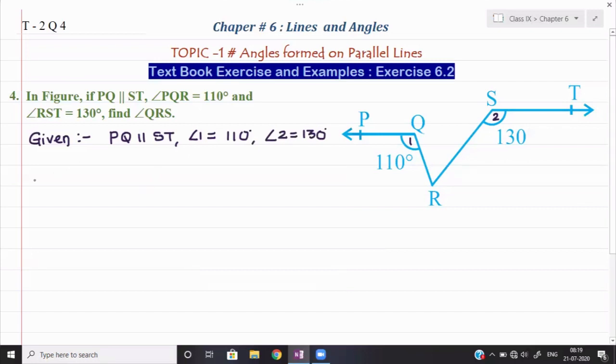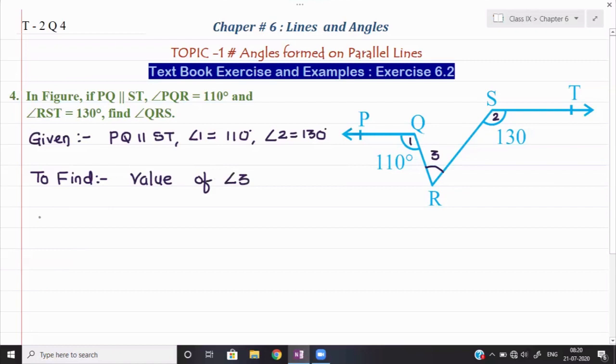Now what we need to find out. Let us write the second heading here, to find. We need to find angle QRS. See, Q point is here, then go to R and then go to S, so you form this particular angle. This angle I will suppose as angle number 3, and I need to find the value of angle 3. This is my requirement over here. Now let us see the solution.